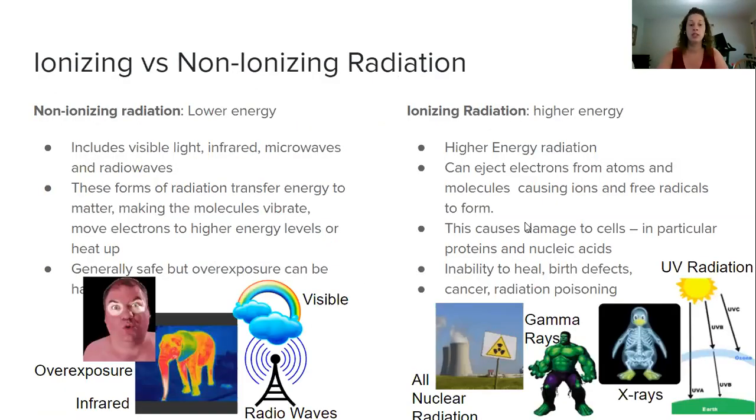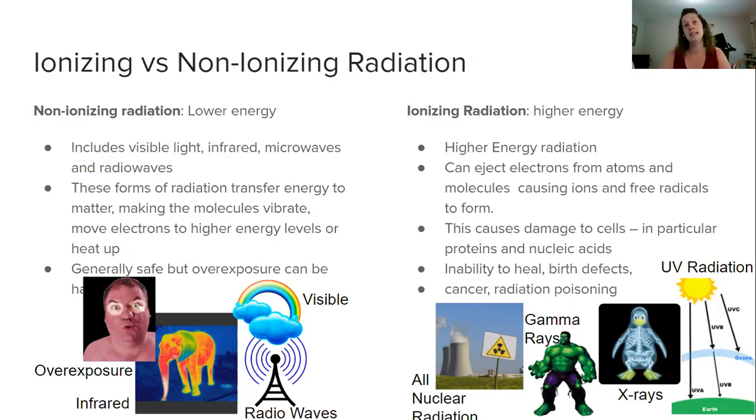There's 2 types of radiation overall. There's non-ionizing radiation, which has lower energy, and ionizing radiation, which has higher energy. Non-ionizing includes infrared, microwaves, visible light, radio waves. These forms of radiation transfer energy to matter. They make molecules vibrate, and electrons move to higher energy levels to heat up. They're generally safe, but overexposure can be harmful. So you can see that sunburned person is overexposure. That's when it can become harmful. And then there's examples of them there.